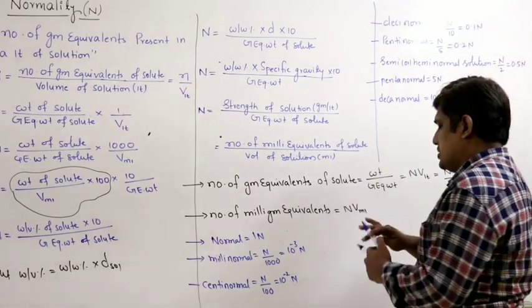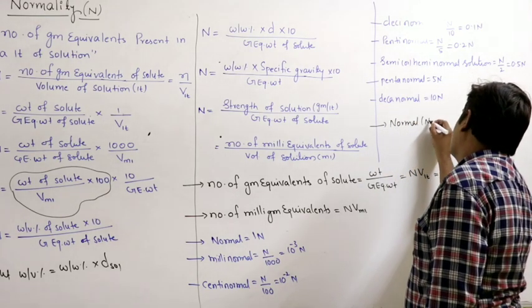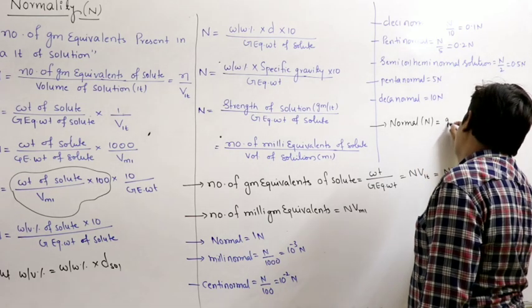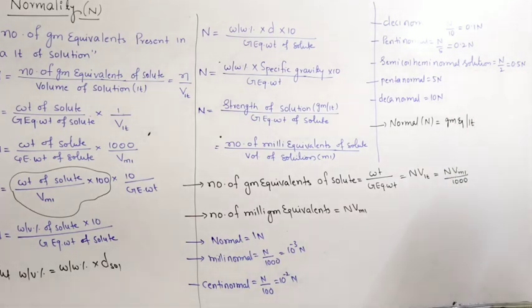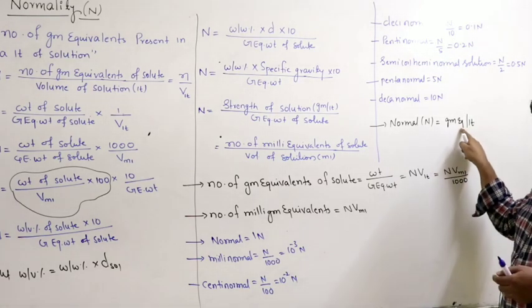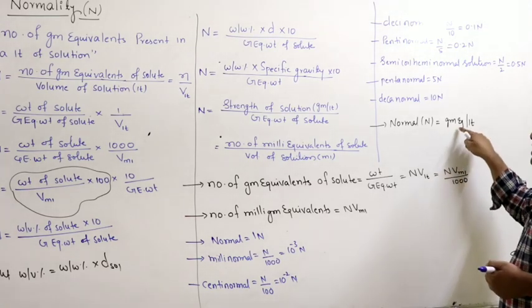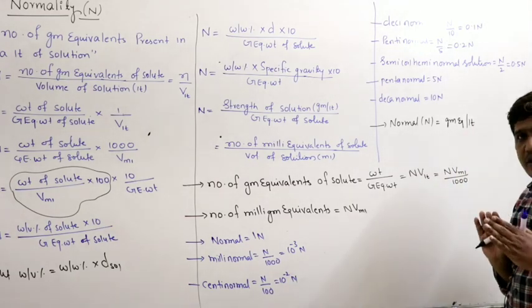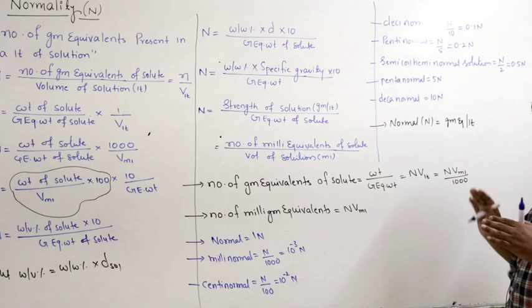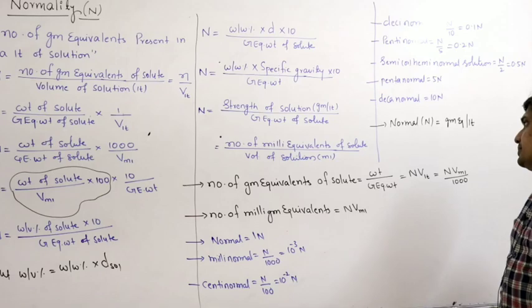Now coming to the units, normality units. So it is gram equivalence per liter. Suppose 1 normal. What is the meaning of 1 normal? 1 gram equivalence of solute in 1 liter. 2 normal means 2 gram equivalence per liter, that means in 1 liter. 0.5 normal means 0.5 gram equivalence in 1 liter. 10 normal means 10 gram equivalence in 1 liter.